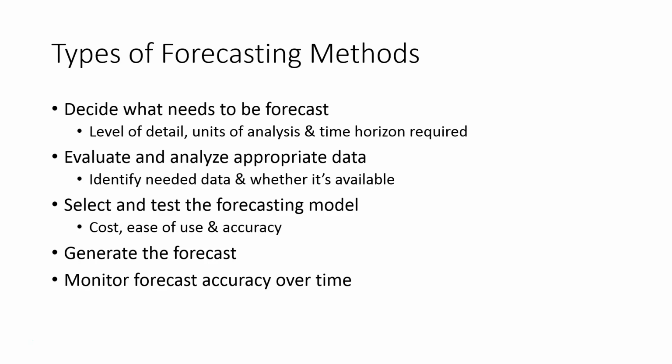Then we evaluate and analyze the appropriate level of data or the appropriate types of data. So if it's budget forecasting, we might look at, well, how much money did we spend last year? What was our budget last year? Or what was our budget in the last 6 months? Or what was our budget for the last 3 years? And then try to gather the best data that we possibly can. Sometimes that data is not available, and so it becomes a challenge to try to gather the best data possible.